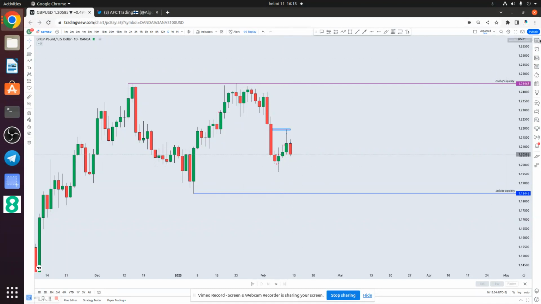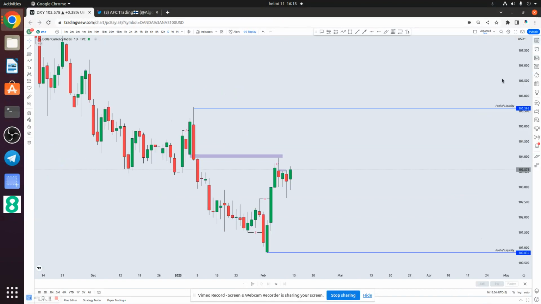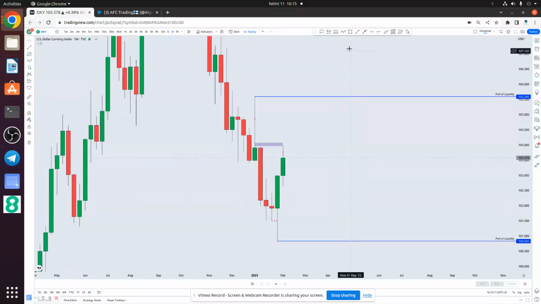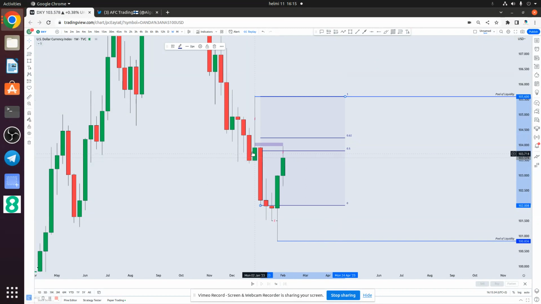We'll see what happens. And if I check on the DXY, let me start from the weekly. What do you see? Price left this order block, fair value gap. We are still inside. We haven't even closed above. Can you see that? We are still inside the fair value gap. We are still within this order block. So from the low of this bearish candle to the high of this up candle, we are in my golden zone.